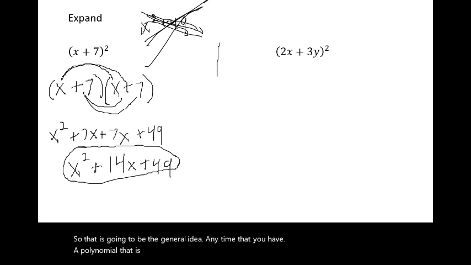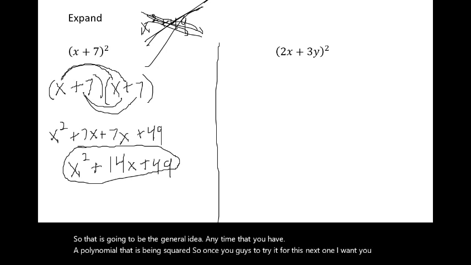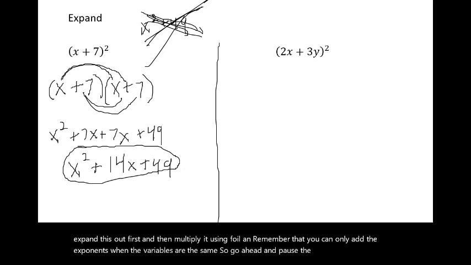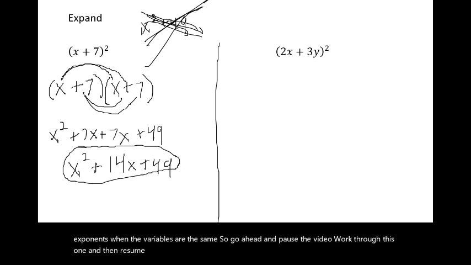So I want you guys to try it for this next one. I want you to expand this out first and then multiply it using FOIL, and remember that you can only add the exponents when the variables are the same. So go ahead and pause the video, work through this one, and then resume when you're ready to check your answer.